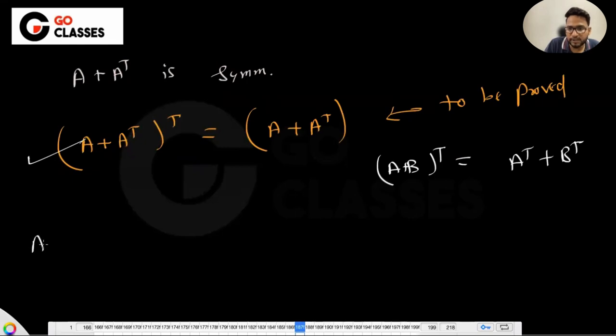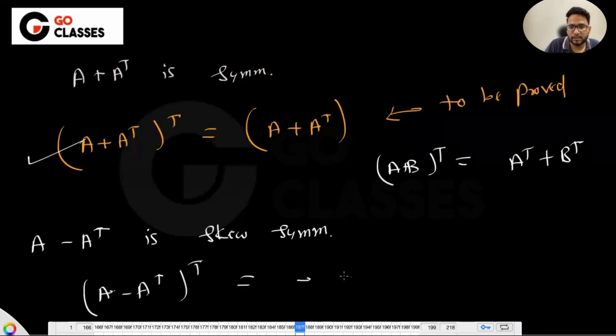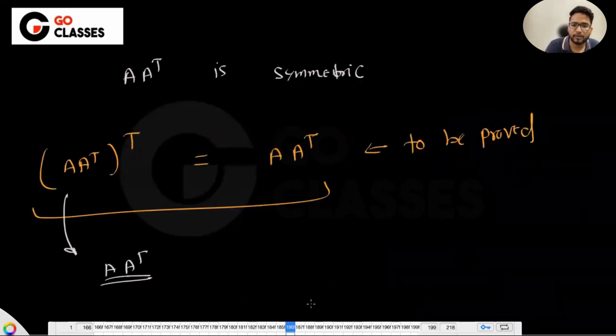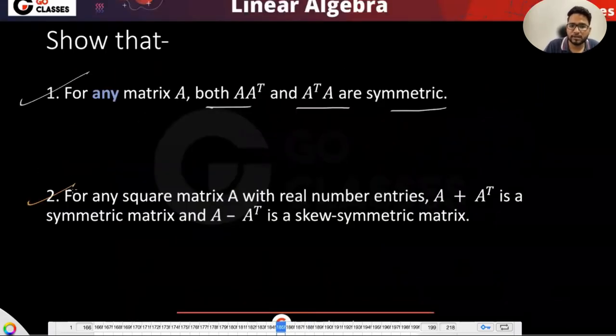Similarly, let's prove the second one, which is A minus A transpose is skew symmetric. Do you want to do this as homework? It is easy. Basically, in terms of mathematics, I want to prove this. You can prove this as in homework. This is to be proved. Okay, so this is done.